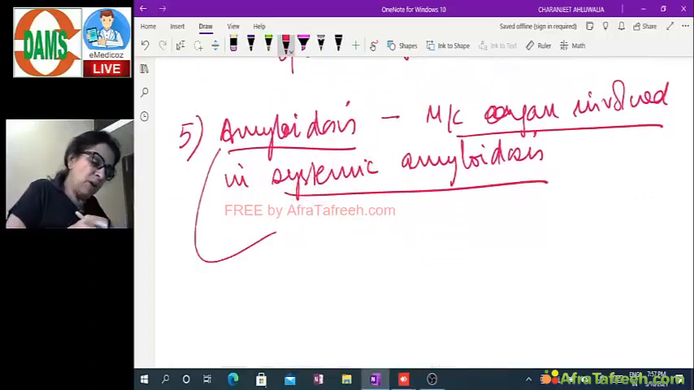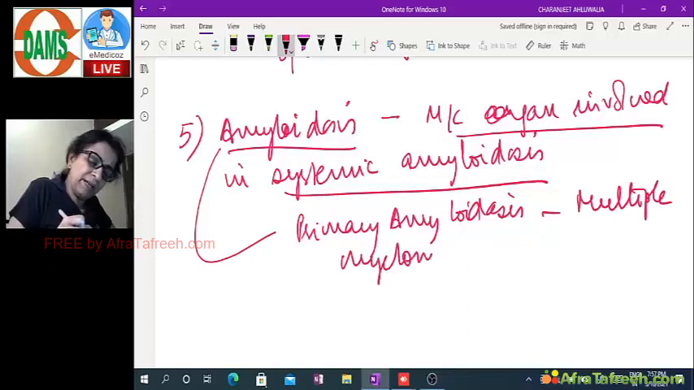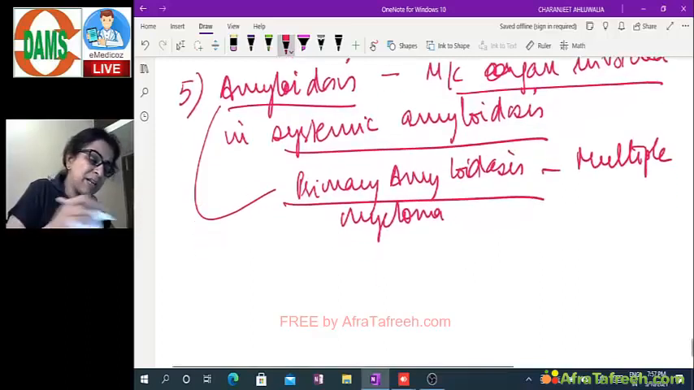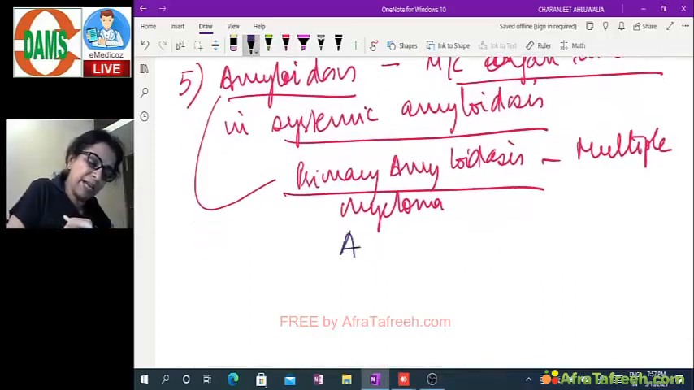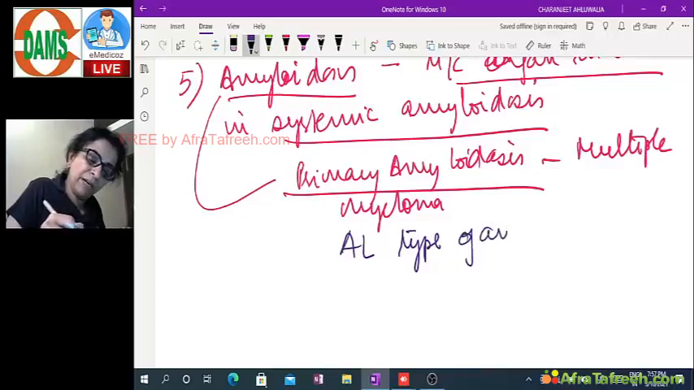Kidney can be involved in primary amyloidosis. Where was primary amyloidosis seen? This was seen in multiple myeloma. In multiple myeloma, the substance deposited as amyloid was AL type of amyloid. Light chains are deposited as amyloid.